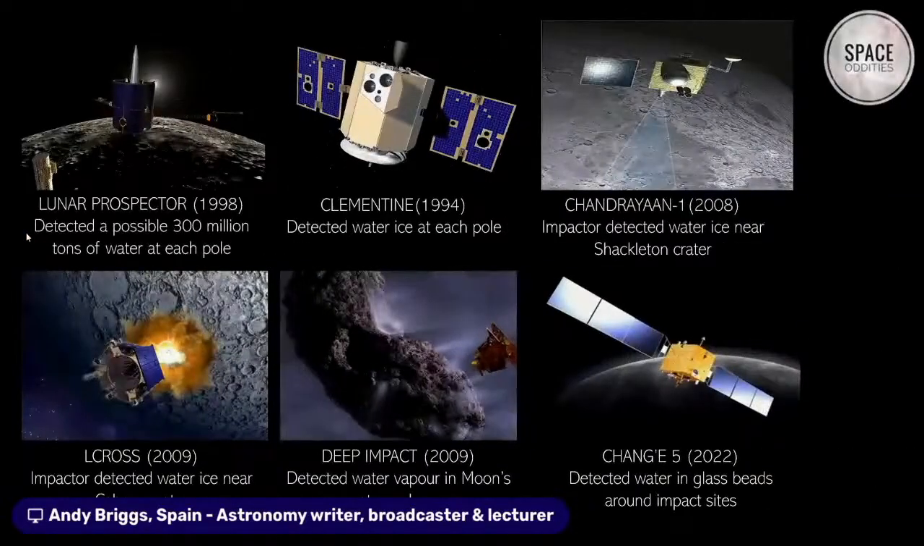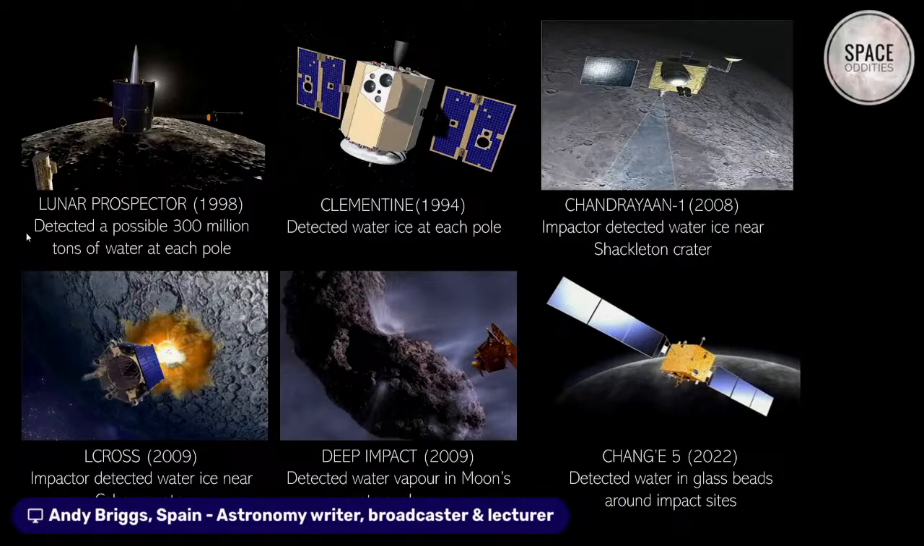Now, these are just some of the spacecraft that have detected it. Lunar Prospector, I think, was the first in 1998, and it detected a possible 300 million tons of water at each pole, so 600 million in total. Then we got Clementine in 1994, which detected water at both poles. Chandrayaan-1, the predecessor of Chandrayaan-3, which is hopefully going to land on the moon on Wednesday, was an impact mission to slam an impactor into the moon, and it detected water ice near Shackleton crater.